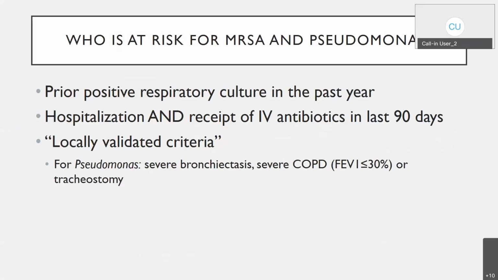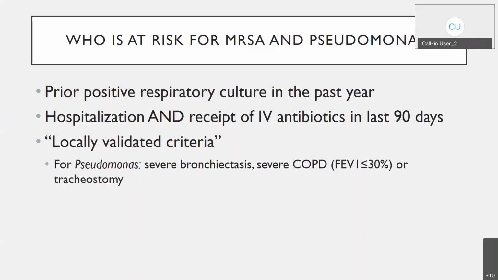When do I need to think about these things? So there are three criteria in the most recent guidelines: having a positive respiratory culture for MRSA or Pseudomonas in the past year, or hospitalization and receipt of IV antibiotics in the last 90 days. Just being in the hospital, like that lady was for her heart failure exacerbation, is not enough. You have to also have received IV antibiotics.